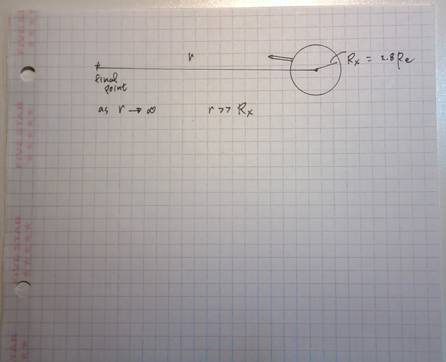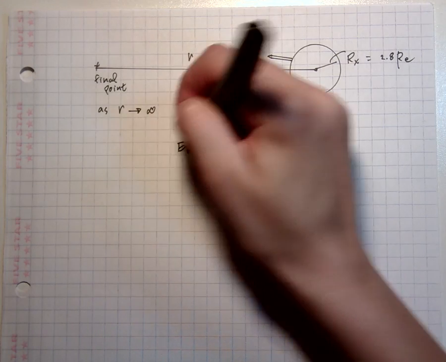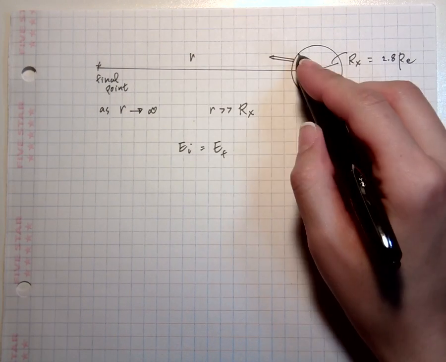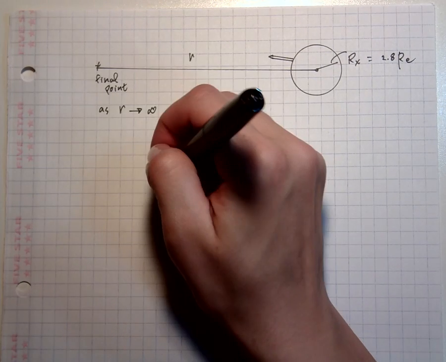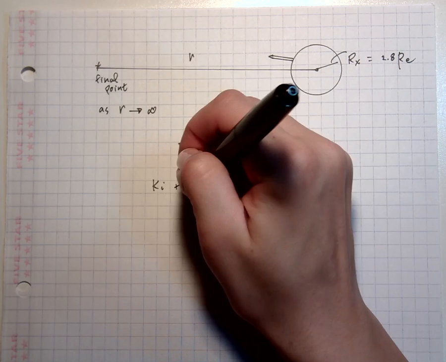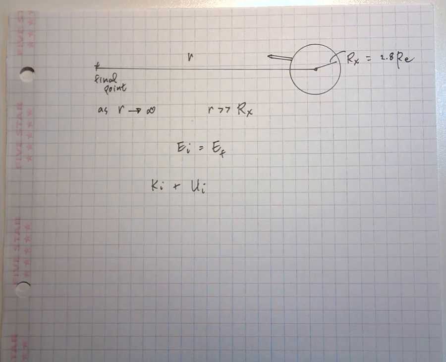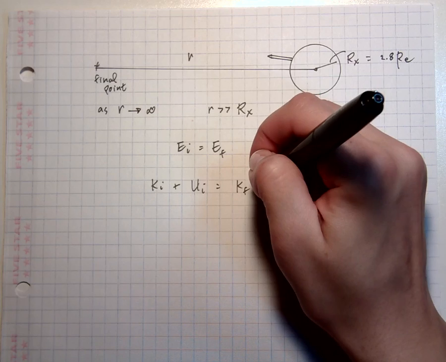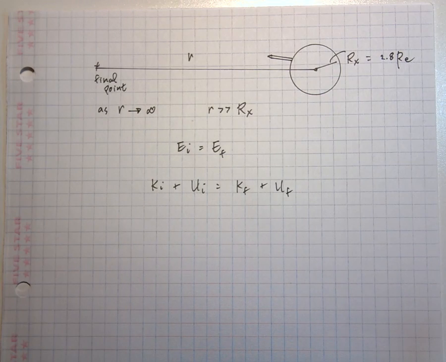So using conservation of energy, what we'll say is that the initial energy is equal to the final energy, and we've defined our initial and final points in our diagram. So, what are the energies involved? You have initial kinetic, initial gravitational potential, you have final kinetic, and final gravitational potential.